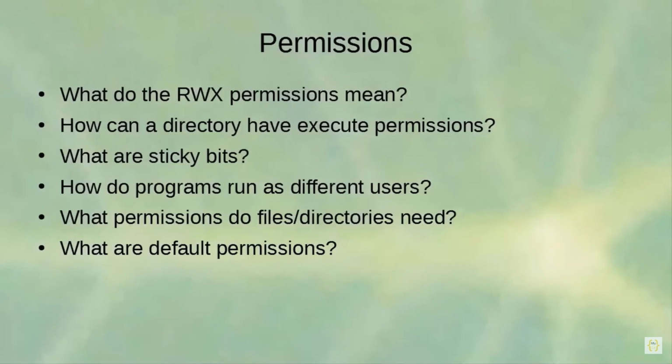w means you can write to it. You can write to the directory, you can write to the file. x, if it is a file, it means you can run it as a program. It can execute it. x on a directory means you can get into the directory. So that's what executing a directory means, is going into the directory. So can a directory have the execute permission? Well, we just answered that. Yes, it can. What are sticky bits?